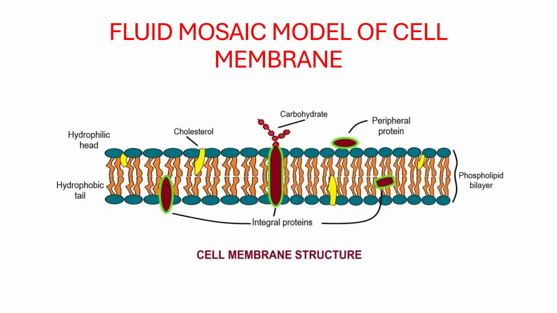Now this is the fluid mosaic model of the cell membrane. First, let's see. It has a hydrophilic head, hydrophobic tail, cholesterol, integral proteins, carbohydrates, peripheral proteins, phospholipid layer. This phospholipid layer contains both hydrophilic heads and hydrophobic tails. Hydrophilic means water attracting and hydrophobic means water repelling.